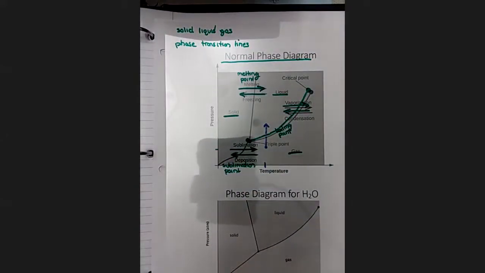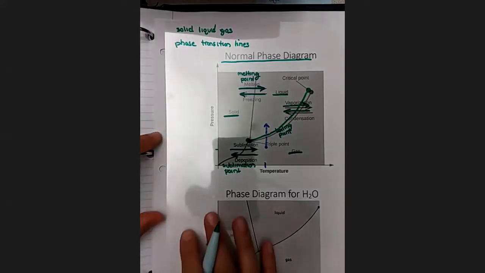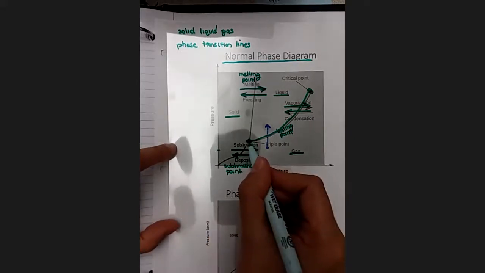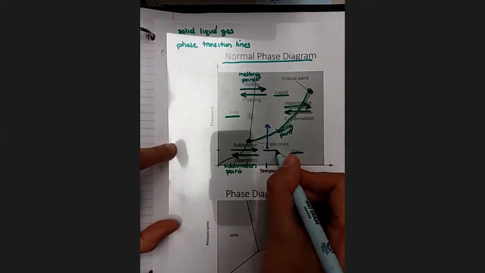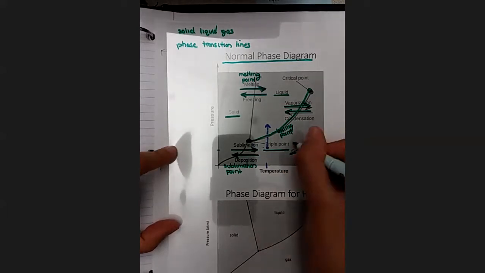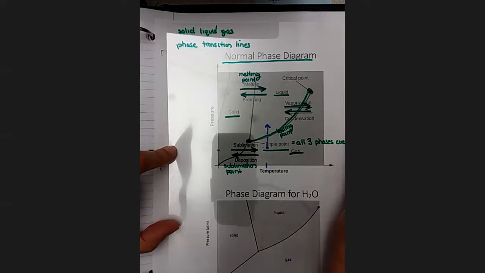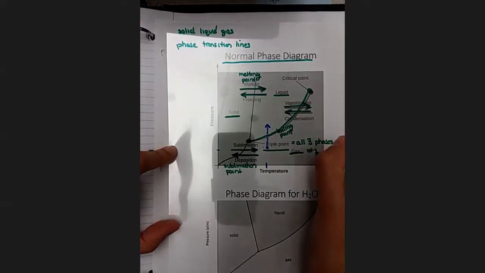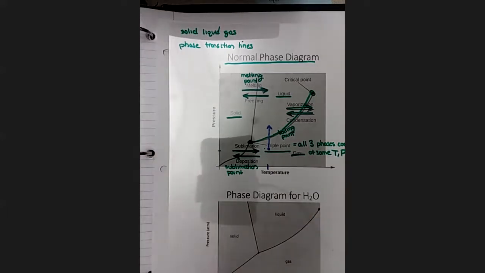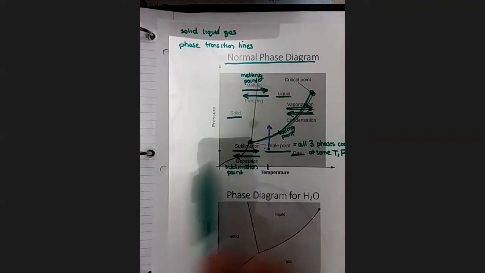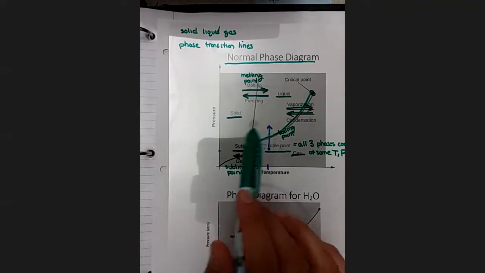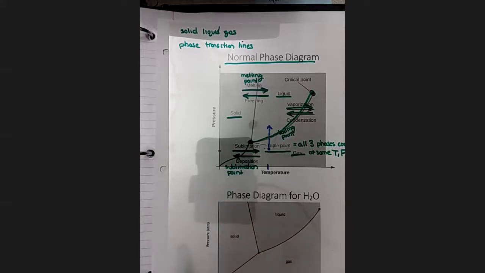And there's a couple of other points that are labeled that I want to point out. So this point right here, I sort of wrote over it, but you can see it's called the triple point. The triple point is where all three phases coexist at some temperature and pressure. So at this particular temperature and this particular pressure, gas, liquid, and solid all exist at the same time.